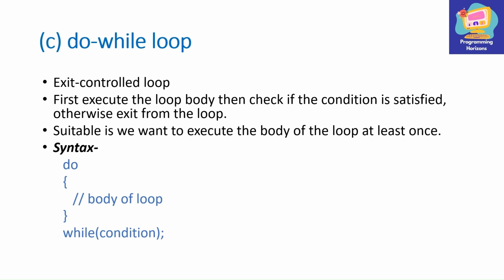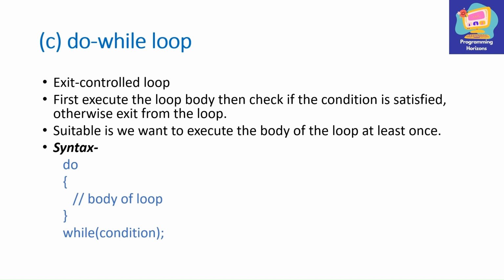Let us now discuss exit controlled loops. The only type of exit controlled loop is the do while loop. Here we first execute the body of the loop and then we check whether the condition is met or not. If the condition is not satisfied, then we exit from the loop. Otherwise, the body of the loop keeps on repeating. It is suitable when we want to execute the body of the loop at least once.